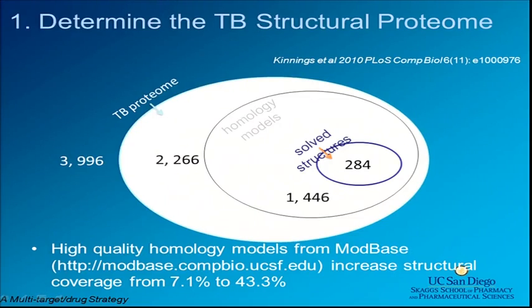We have structures, three-dimensional configurations, for 284, but we can model up to 1,446 because many of these sequences are similar to solved structures from somewhere else. So this is called homology modeling, if you're not familiar with it. And so in the end, we can get to about 43% of the TB proteome, structurally speaking. We can do roughly the same with human as well. So that's what we know. We have this structural complement.